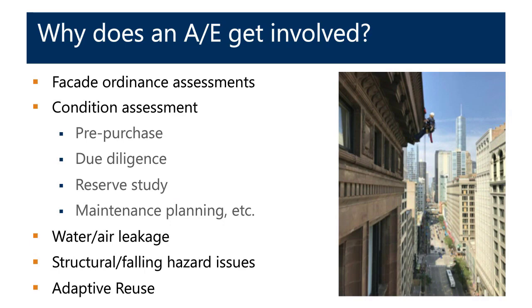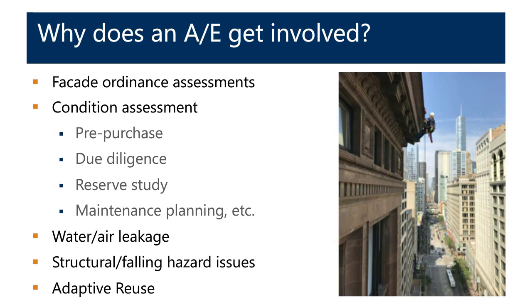There's a big range of things that might happen. One might be as easy as facade ordinances. Many of the large cities have an ordinance, so the owner needs to check a box every couple of years in order to have it fulfilled with the city and make sure that the building is staying up to par and up to shape. Other reasons might be condition assessments. Somebody wants to buy a building, pre-purchase condition assessment. They want to get an idea of what a facade might cost, how much money they might have to put into it when they buy it. Due diligence and reserve studies.